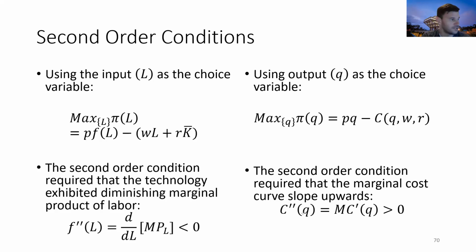Now, the question is, how are these things related to each other? What I'm going to do here is make a very mathematical argument in a moment that when the second order condition holds on the left, then that implies the second order condition on the right also holds, even though the problems are written in different orientations. One's in terms of labor as the choice variable, one's in terms of the quantity of output as the choice variable.